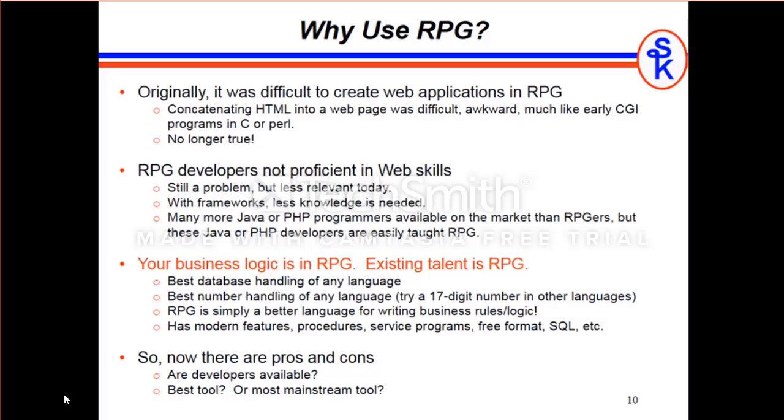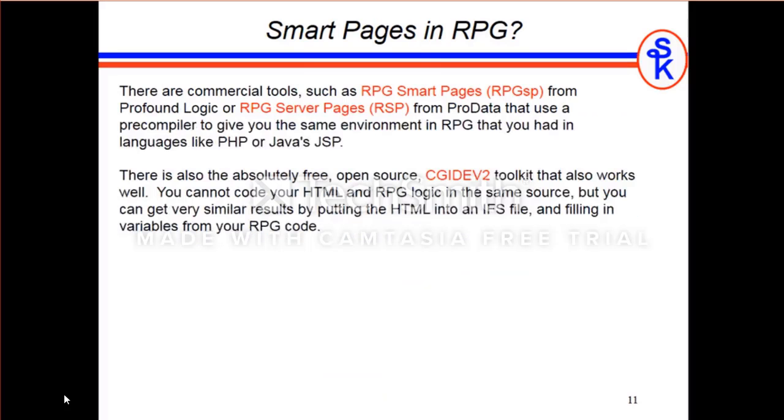But let's assume then that you want to do programming in RPG. How do you do that? Smart page type technology is available in RPG using vendor products. The company I work for makes one called RPGSP, which is short for RPG Smart Pages. But this isn't a sales pitch, and that's not what this session's about. It's just about giving you information.